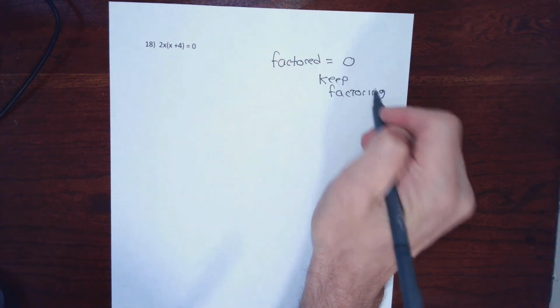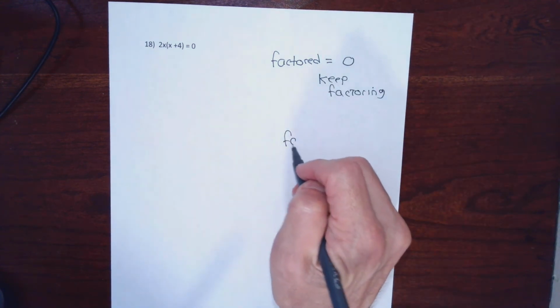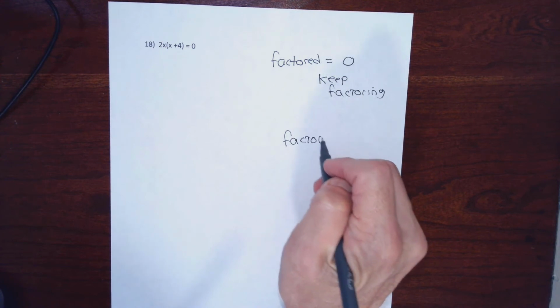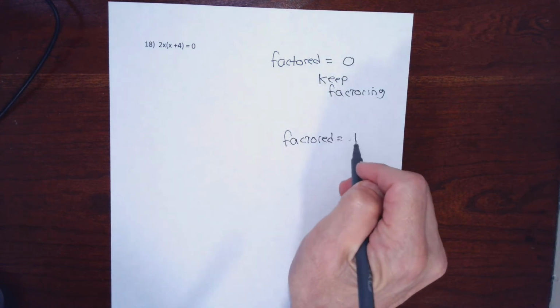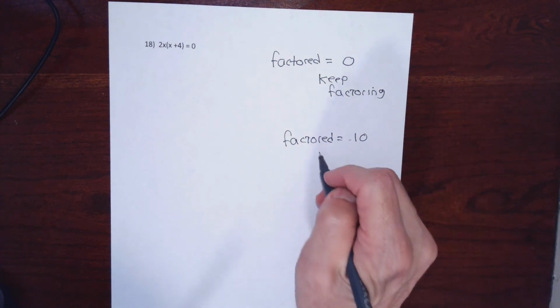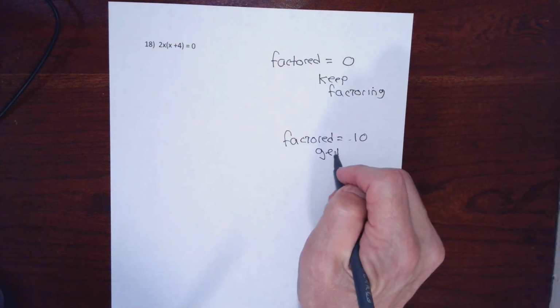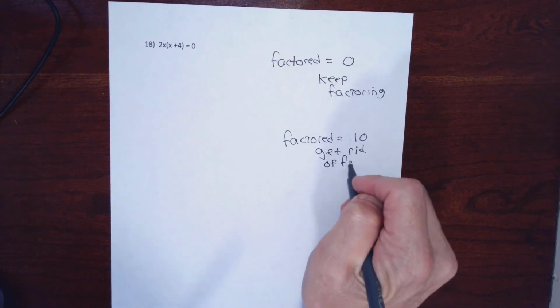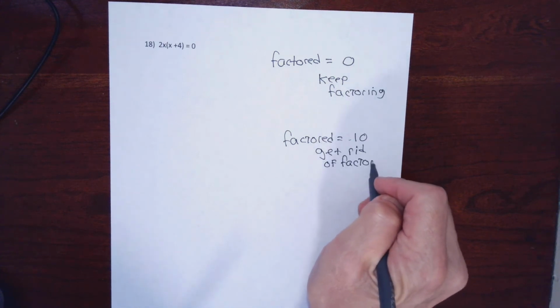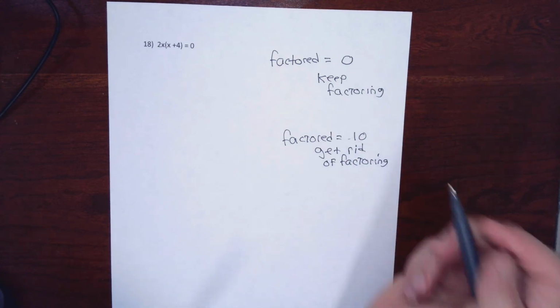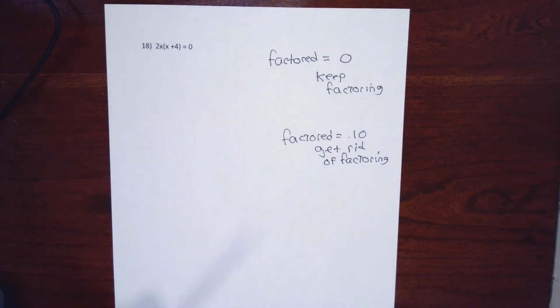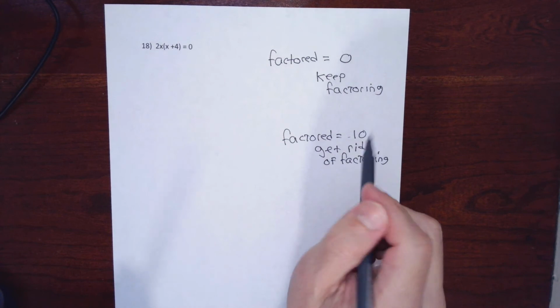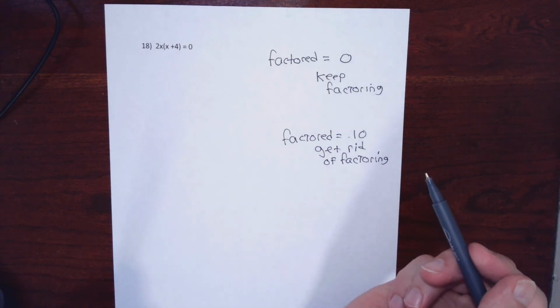Earlier, I think it was problem 16, the left-hand side was factored, and I forget what the right-hand side was. I think it was 10. When that happens, you need to get rid of the factoring. So only a few of the problems on this practice test had the left-hand side factored, and only one of them had the left-hand side factored and the right-hand side not zero.